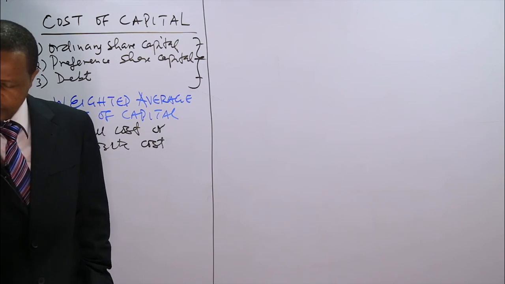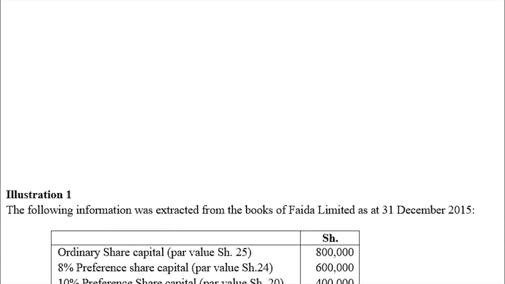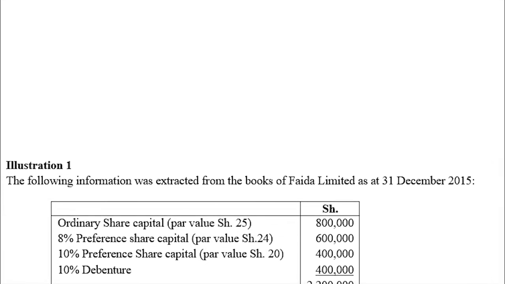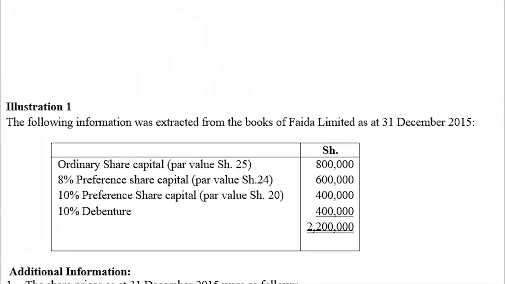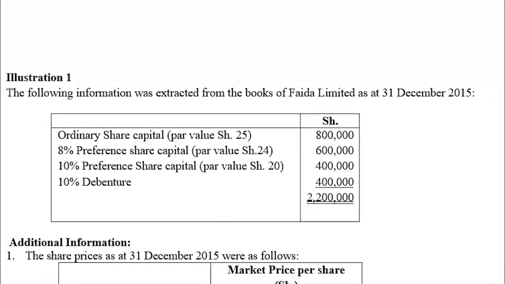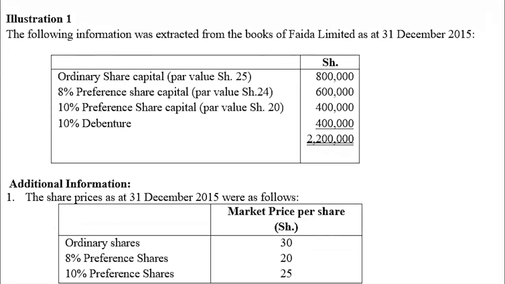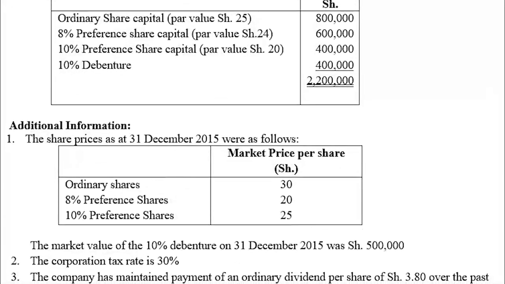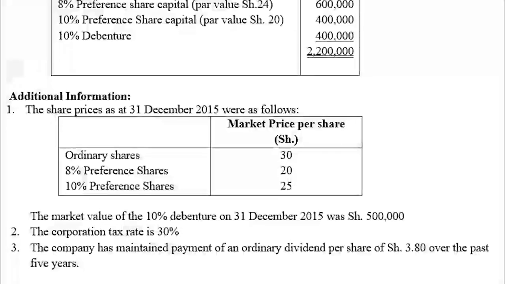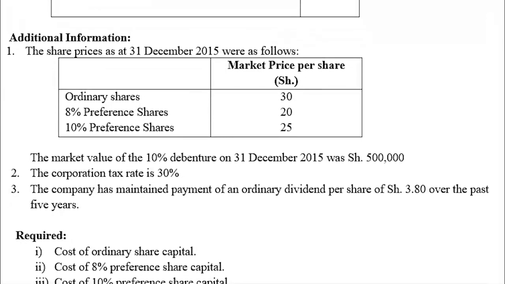Remember the illustration in regard to Faida Limited. I'll read it. The following information was extracted from the books of Faida Limited as at 31st December 2015. So we have a table comprising the various sources of capital. The first one, ordinary share capital par value 25 shillings, 8% preference share capital par value 24 shillings, 10% preference share capital par value 20 shillings, and 10% debentures. Additional information. The share prices as at 31st December 2015 were as follows. Ordinary shares 30 bob, 8% preference shares 20 bob, 10% preference shares 25 shillings. The market value of the 10% debenture on 31st December 2015 was 500,000.